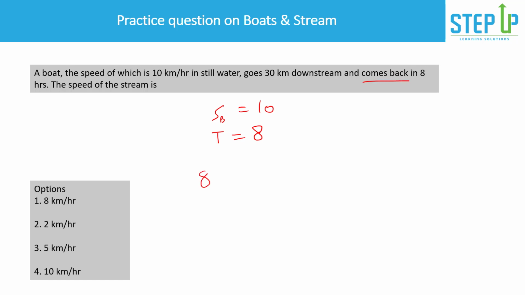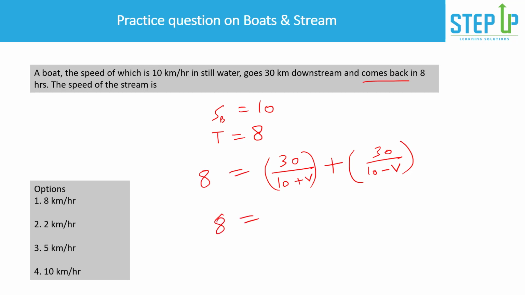So in this case, total time 8 hours equals distance upon speed. How much is the distance? 30 downstream, upon what speed? 10 plus the speed of the stream, because they are saying downstream. This is T1, and then 30 upon 10 minus V, because now it goes upstream also. So in upstream, of course, you'll subtract the speed of the stream. So 8 equals this. Now, can we not find out the value of V? You can simply solve it, or you can also use the options.